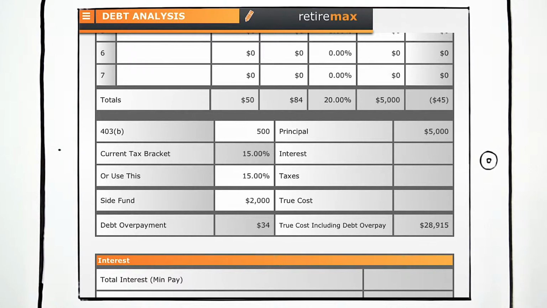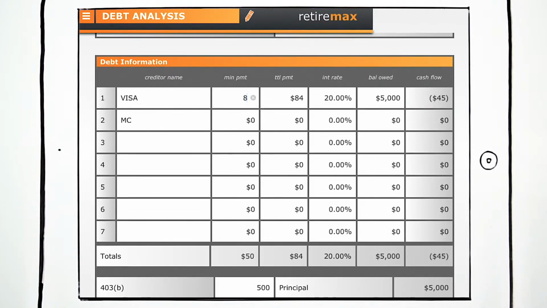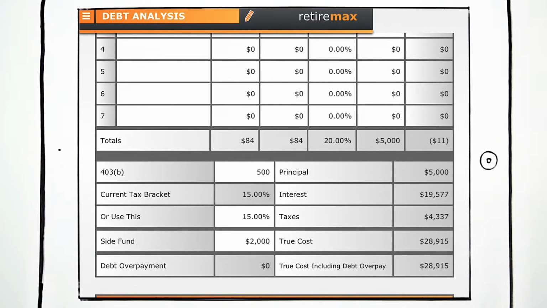The minimum payment in this example would have to be increased to $84 per month to cover the $1,000 annual interest. Notice that if the $50 amount is used, the interest, taxes, and true cost cells do not populate. If $84 is inputted, those cells populate, showing $19,577 of interest and $4,337 of taxes for a total cost of $28,915. Assuming the debt interest is not tax deductible, you would have to pay taxes on the interest paid, giving you the total cost of consumer debt.